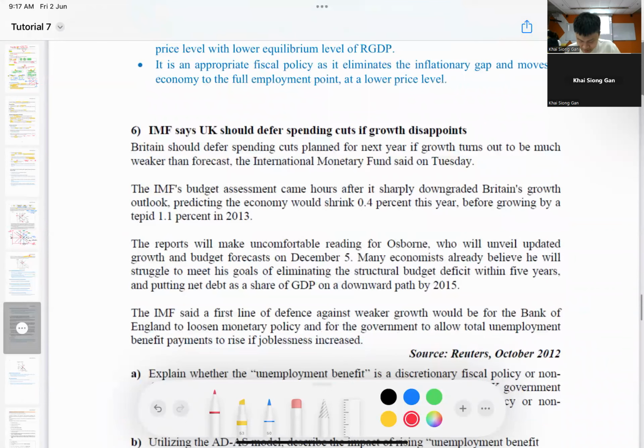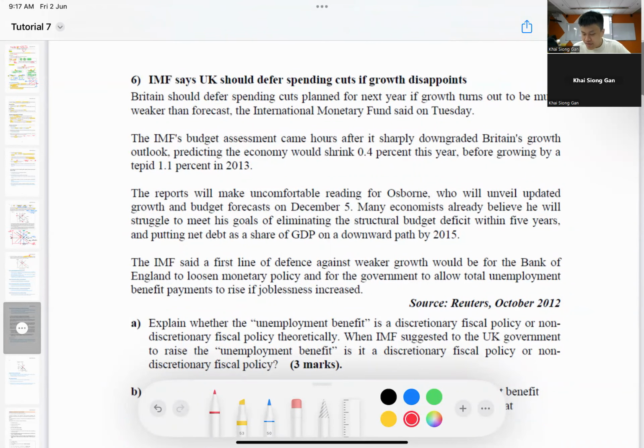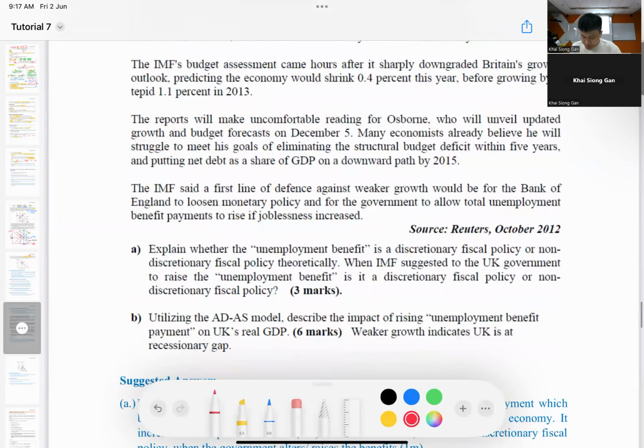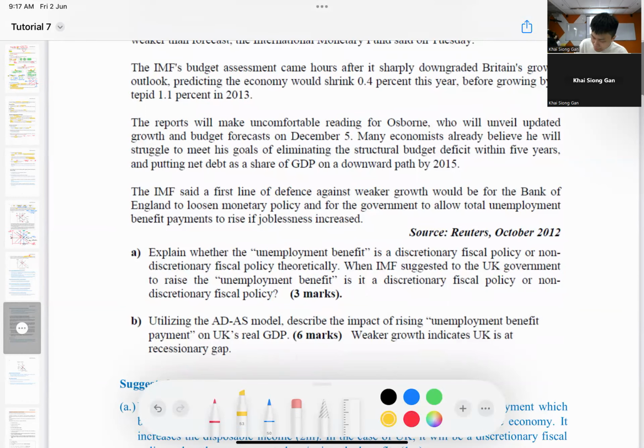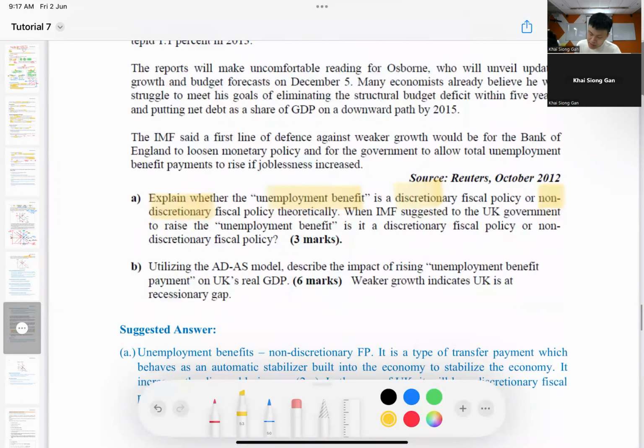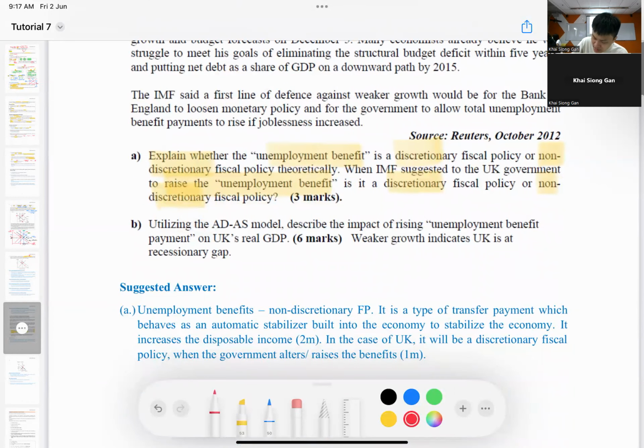Okay, next question, Question 6. The IMF says the UK should defer spending cuts if growth disappoints. So they should not cut the spending so early. Question A: explain whether unemployment benefit is a discretionary fiscal policy or a non-discretionary fiscal policy. So we know this is non-discretionary. When the IMF suggested to the UK government to raise the unemployment benefits, is it discretionary or non-discretionary? Initially, if you do not make any changes, it is non-discretionary. But if you want to raise it, then it is discretionary. So see my answers over here.